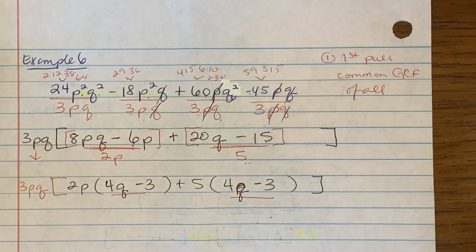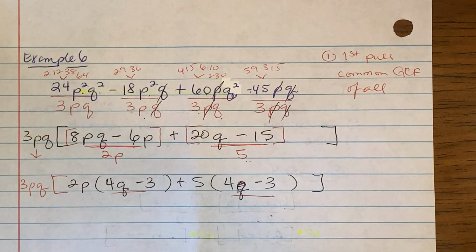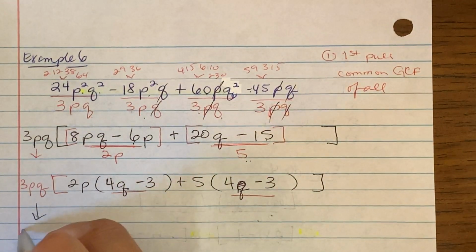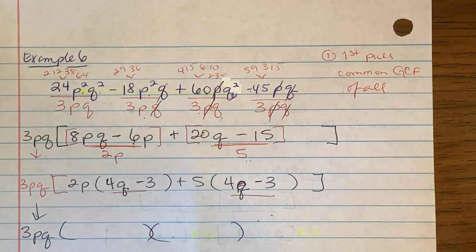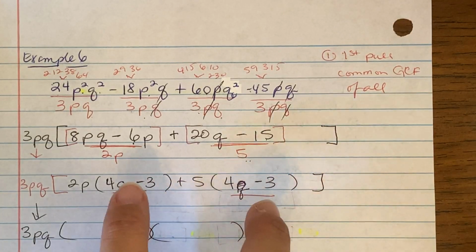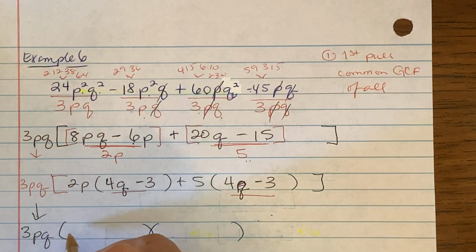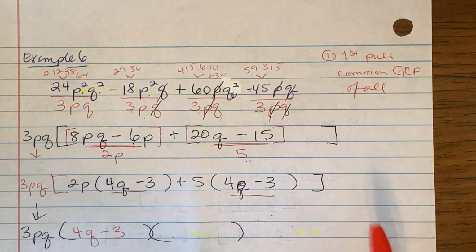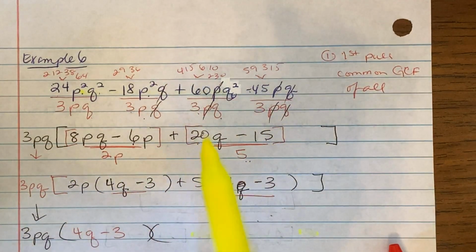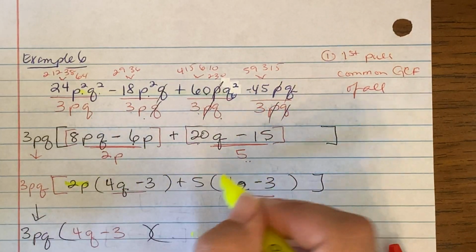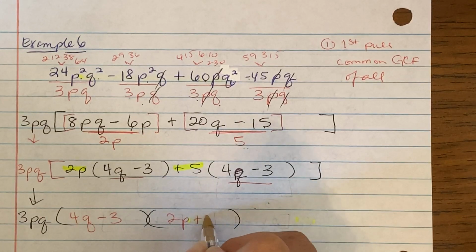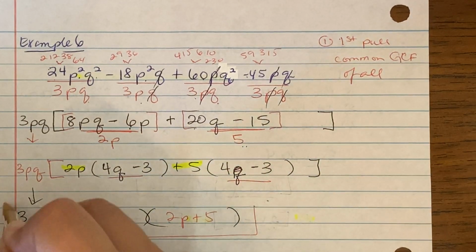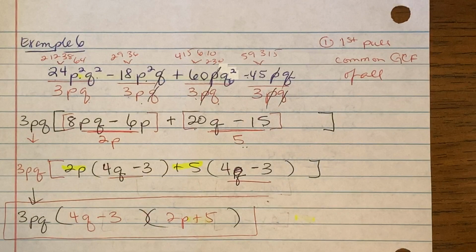Our two parentheses match. So we still have 3pq sliding down. You're going to go to two parentheses. Remember, the first parentheses is going to be your GCF, and our GCF is 4q minus 3. So we have 4q minus 3. And then in the second one, it's what's left over. We have 2p plus 5 left over. So we write 2p plus 5. And you're factored.